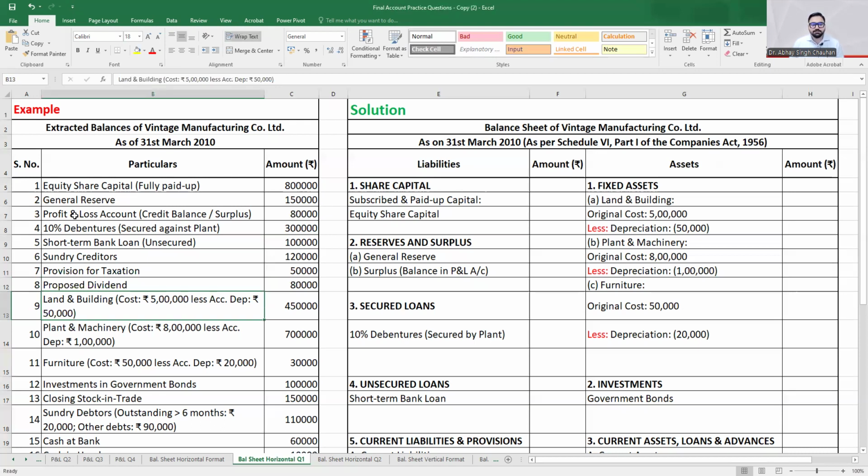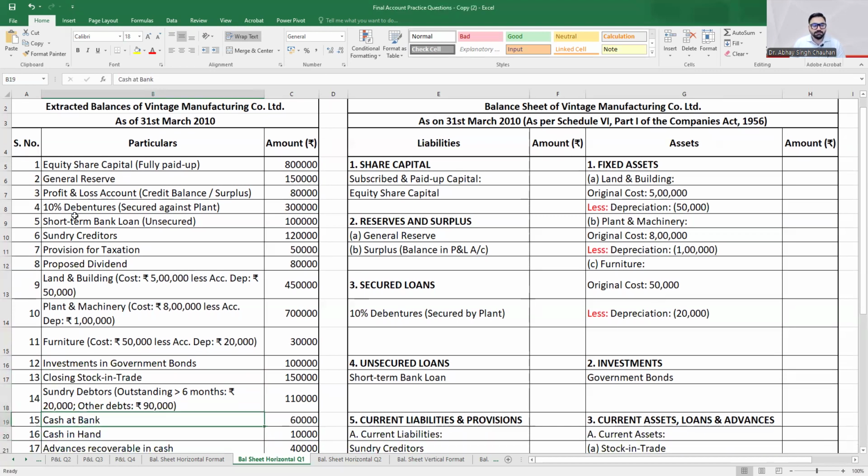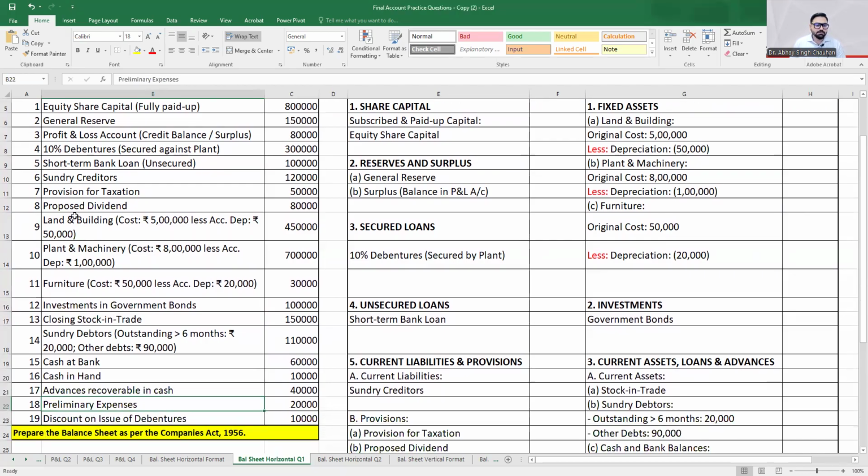Now the land and building, the actual cost is 5 lakh rupees, whereas the depreciation applied on this 5 lakh is 50,000. So we'll have to deal with the depreciation part also. The moment we subtract the depreciation, we'll get an amount of 4,50,000, right? Same way in the plant and machinery and furniture, because these are tangible assets, herein we apply depreciation also. Then we have investment in government bonds, closing stock, sundry debtors, then cash at bank, cash in hand, advance recoverable, preliminary expenses, and discount on issue of debentures.